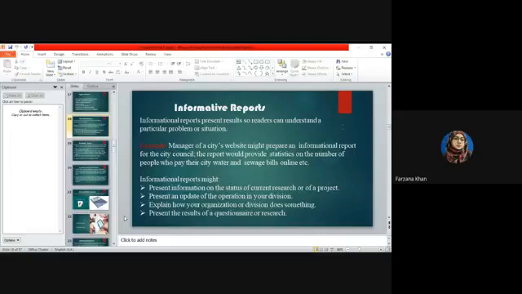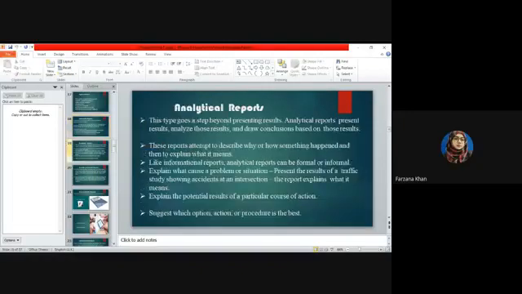An example is here. You can see a manager of a city's website might prepare an informational report for the city council. The report would provide statistics on the number of people who pay their city water and sewage bills online, etc. So the manager of the city has prepared an information report in which he provides the statistics of the number of people who pay their city sewage bills online. And so it is only an informational report in which the information is given to the person who asked for it. So the next type is analytical report.